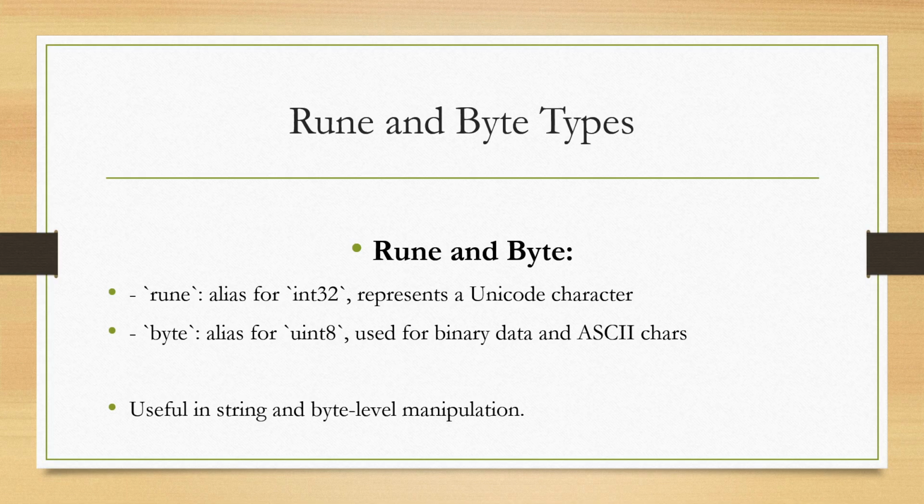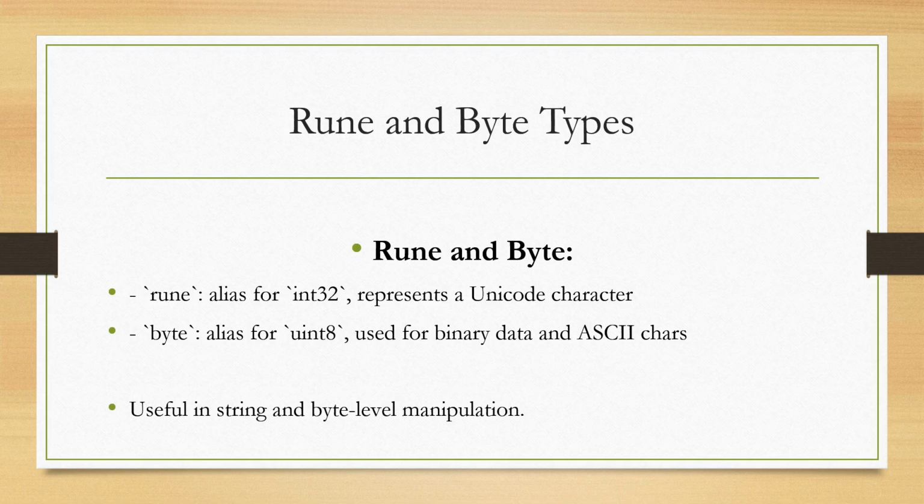Now let's talk about the rune and byte types in Golang. So rune is basically an alias for int32. It is used to represent a single Unicode character. For example, characters from different languages like Hindi or Chinese are represented as runes. In Go, you can think of it as a way to handle those special characters. Byte is just an alias for uint8. So it is typically used to represent binary data and, most commonly, ASCII characters. If you are working with raw data or need to deal with lower level things like file handling, you will work with bytes.